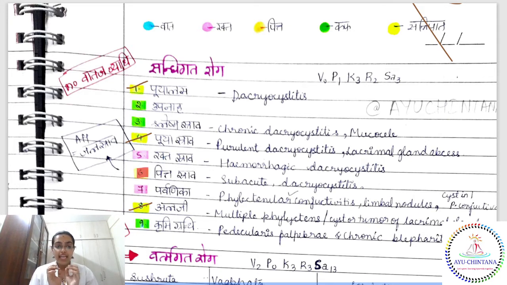Next, Parvanika. For the Parvanika, you have to do Chedana. Excision should be done in Parvanika. See, in Parvanika, the correlation is given as nodules. How will be the nodules? It will be hard. What can be done to a hard structure? It has just to be given an excision. Chedana. Last one is Krimi Granthi.